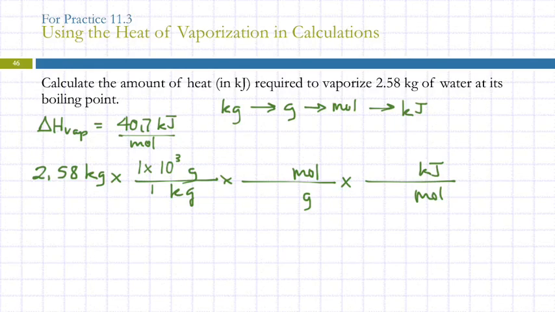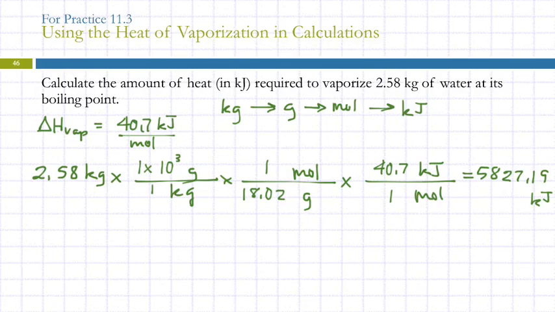Grams to moles, this is the molar mass of water. 1 mole weighs 18.02 grams. You can calculate that. I've just got it stuck in my head. And then here's the new thing. The heat of vaporization relates kilojoules to moles, 40.7 kilojoules per 1 mole of water. So 2.58 times 10 to the 3 divided by 18.02 times 40.7. That gives 5827.19 kilojoules.